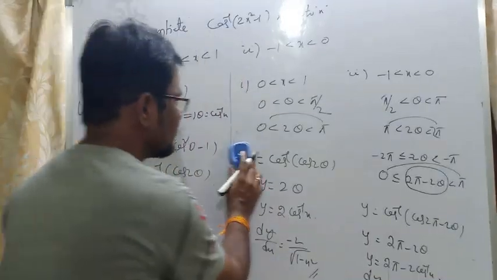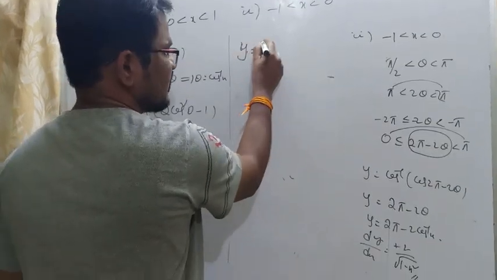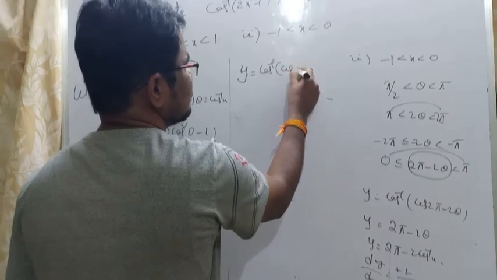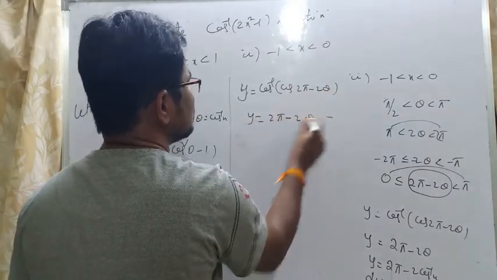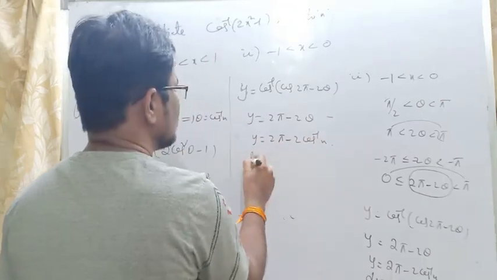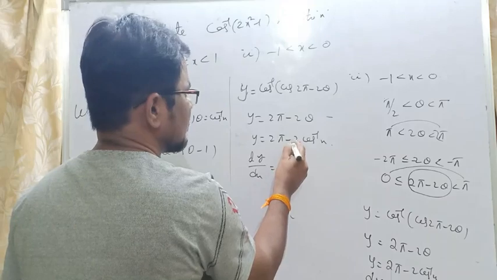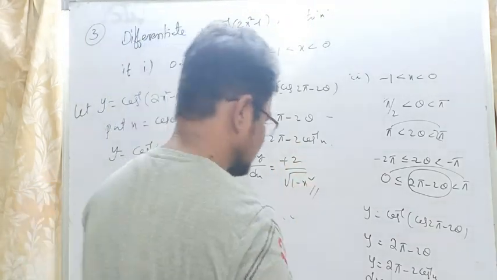Now here I will write. So y equal to cos inverse of cos of 2 pi minus 2 theta. So y equal to 2 pi minus 2 theta. y equal to 2 pi minus 2 cos inverse x. Now dy by dx equal to minus of minus plus 2 by root of 1 minus x square. Okay, no?